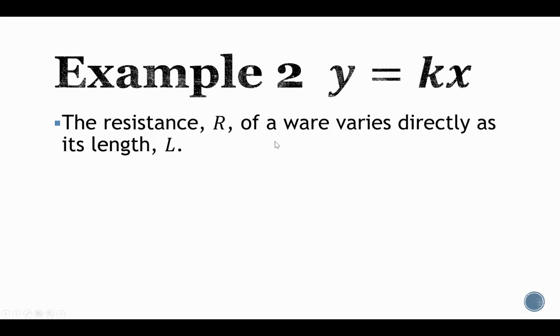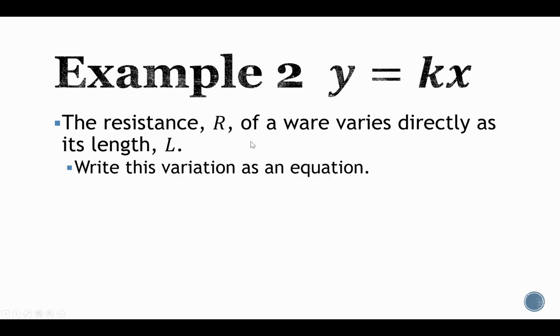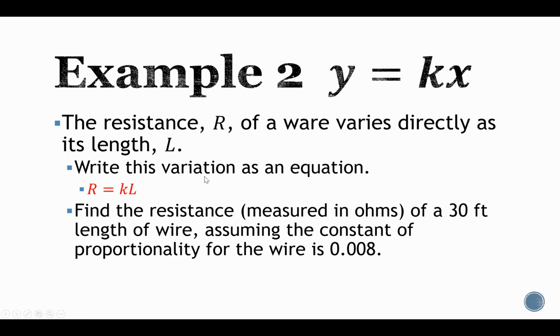Another example using this y equals kx situation. The resistance R of a wire varies directly as its length L. Write this variation as an equation. So again, we have R equals KL. R is the thing we're trying to find, K is whatever the constant is, and L is the other piece we have, length. So to find the resistance measured in ohms of a 30-foot length of wire, assume the constant of proportionality for the wire is 0.008. So we plug in 0.008 times 30, that's what the length is. That's going to give us R, the ohms resistance.